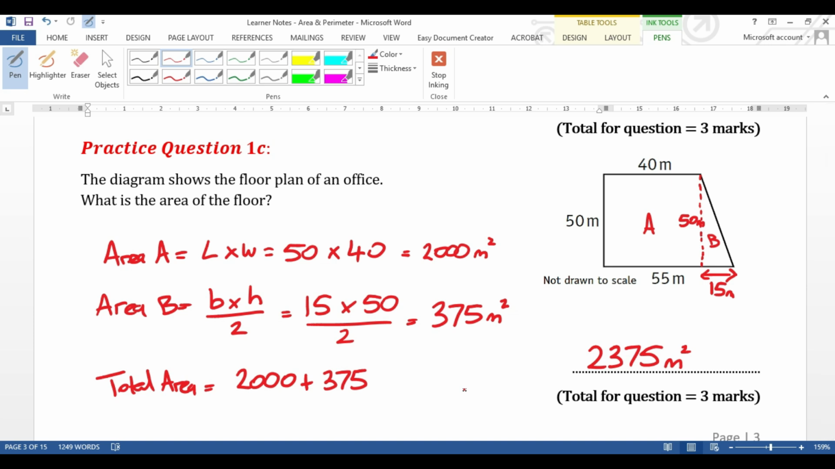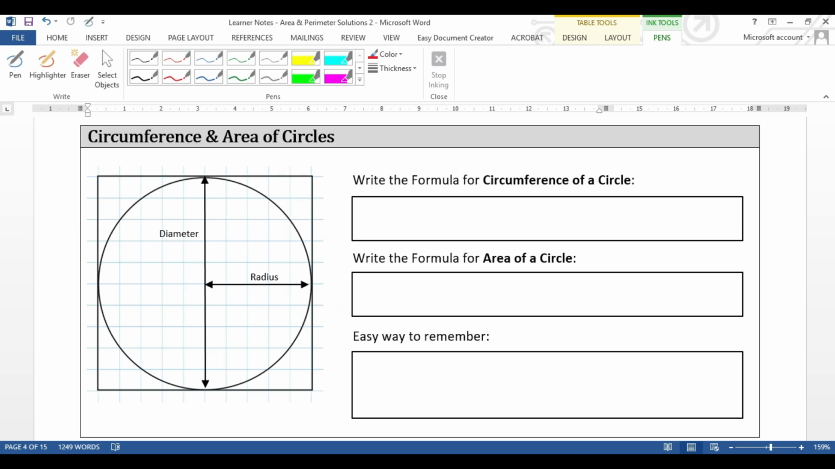Let's have a look at the next section. So in this section, we're going to look at circumference and area of circles. And we're going to use two formulas. One is for circumference, or the perimeter of the circle. The circumference is just a fancy word for the perimeter. And obviously we have area of a circle as well, which is to do with the inside.